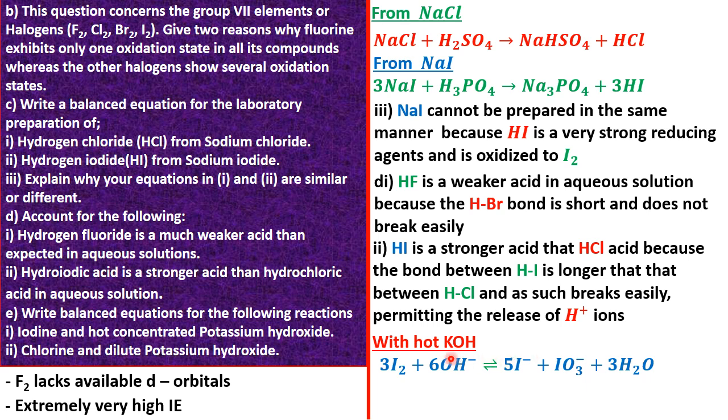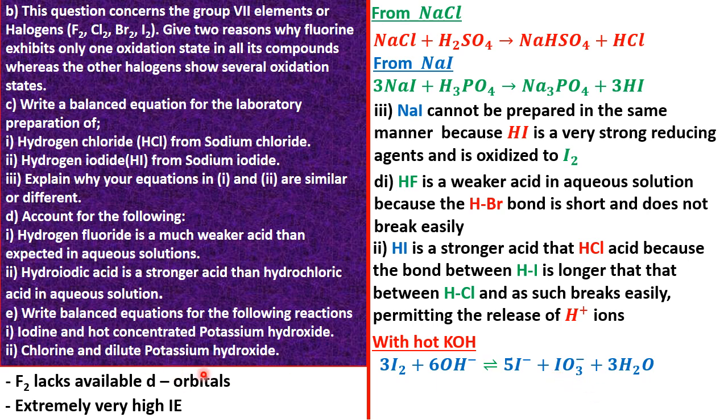So with hot concentrated potassium hydroxide, a halide and a halate(V) ion get produced, and this is the halate(V) ion that has been produced because the oxidation state of iodine in this case is 5. That's the oxidation state of iodine in this compound, 5.